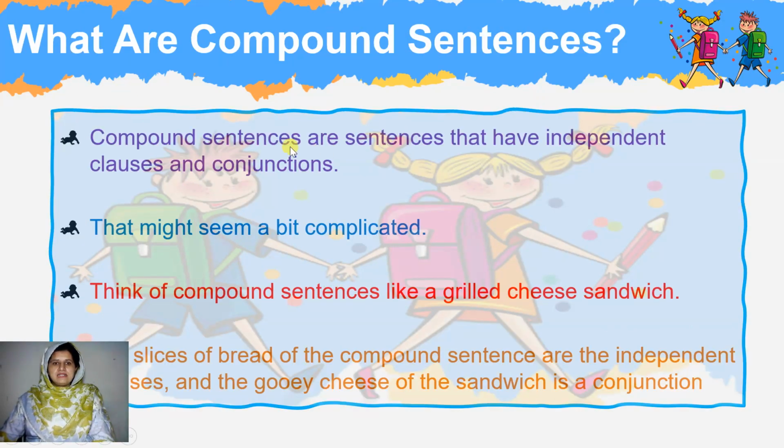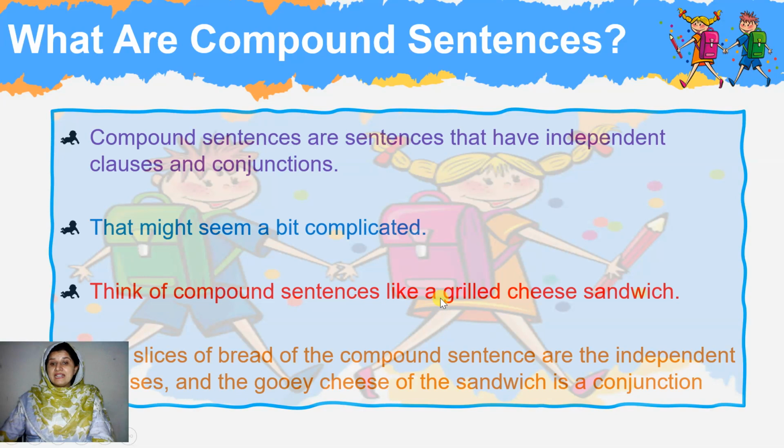What are compound sentences? Compound sentences are sentences that have independent clauses and conjunctions. It means that independent clauses are joined together through a conjunction. That might seem a bit complicated. Is it difficult for you?